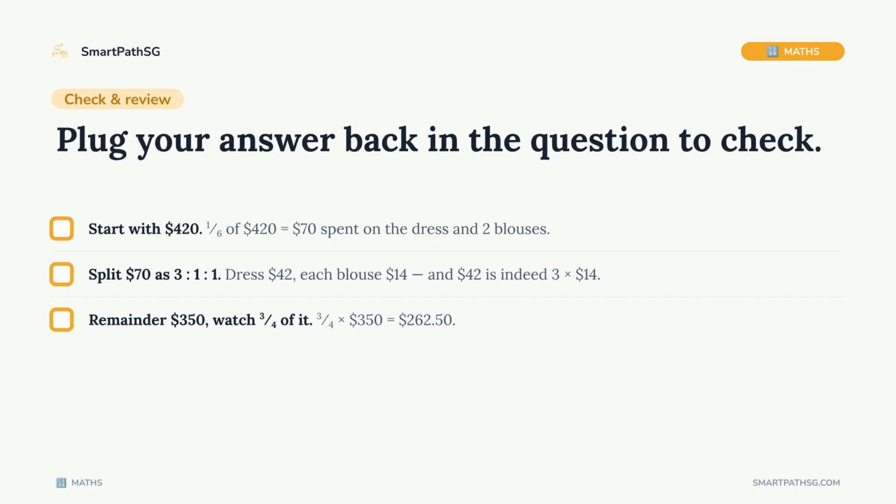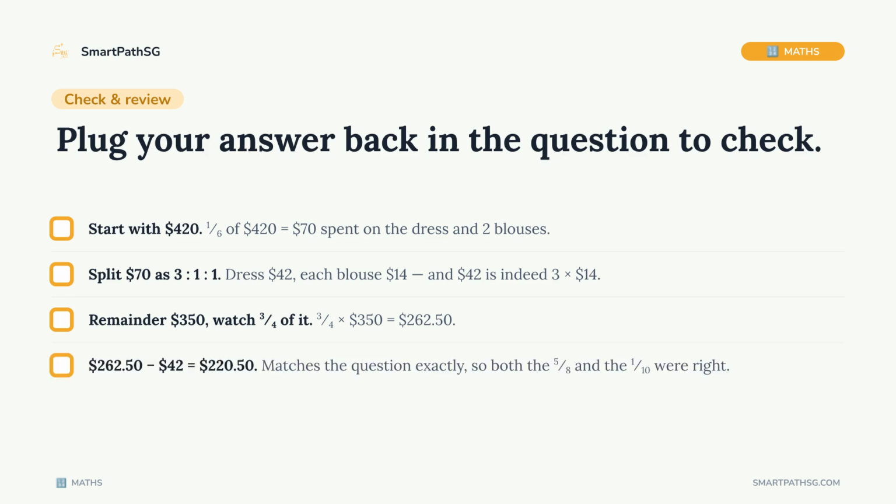3/4 times $350 equals $262.50. The difference between watch and dress equals $262.50 minus $42 equals $220.50. Matches what the question says exactly. And each blouse as a fraction of the total equals $14 out of $420 equals 14/420ths equals 1/30th. So part A answer checks out too.